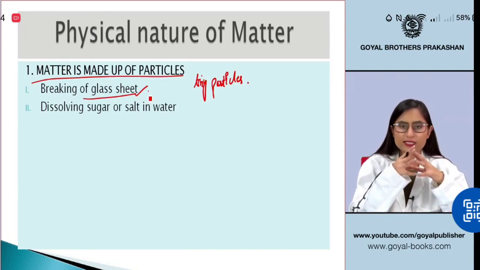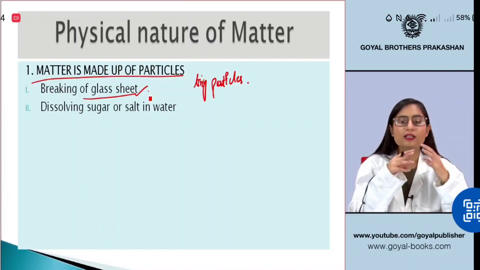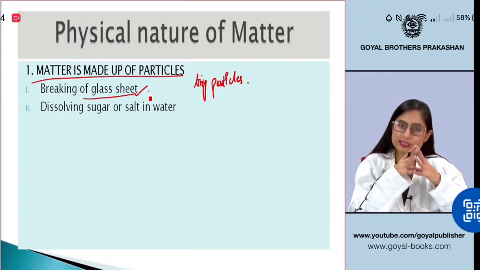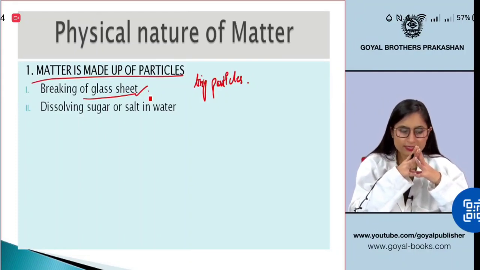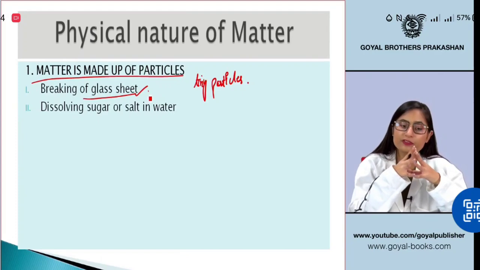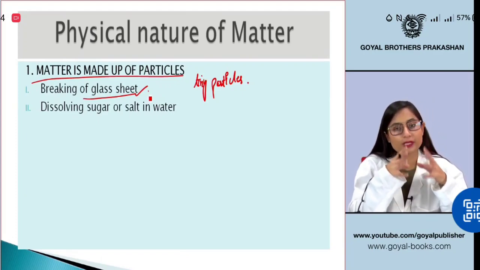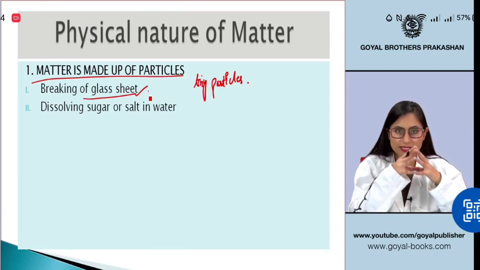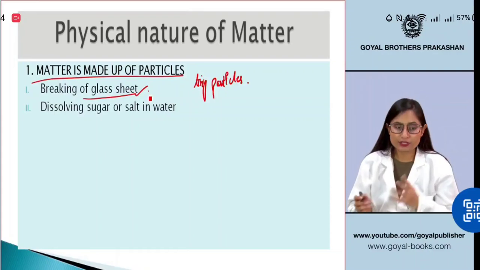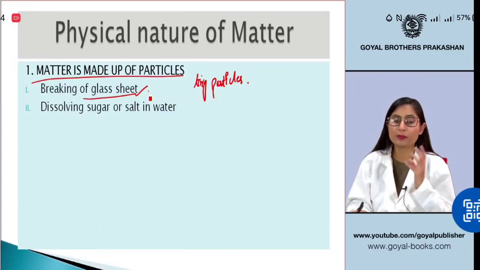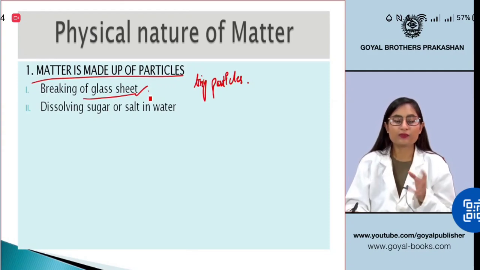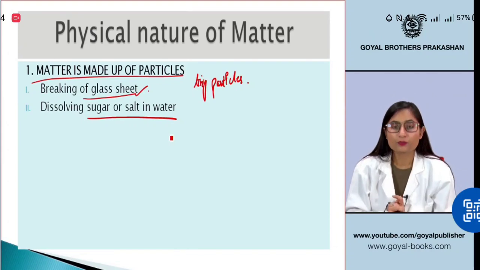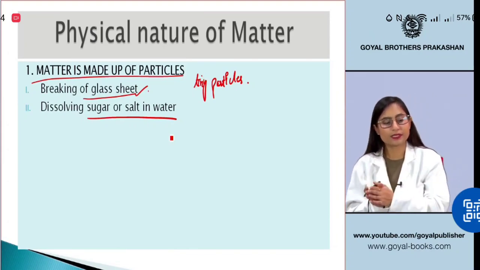So anything that you see, your table, your book, your chair, is made up of matter, which ultimately is made up of very tiny particles of the same substance. Now to prove that matter is made up of very tiny particles, we have certain experiments. The existence of particles can be shown by experiments on dissolving or mixing different substances in water, for example, dissolving sugar or salt in water. Brownian motion also proves that matter is made up of tiny particles which are in motion.